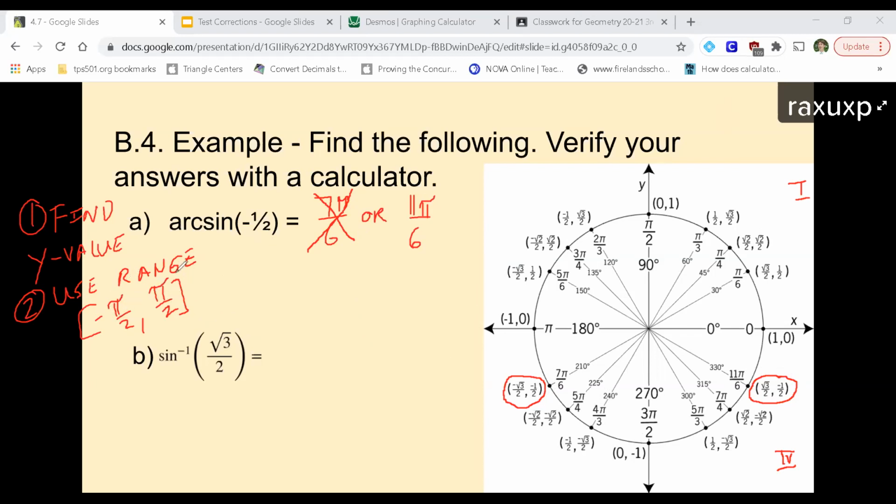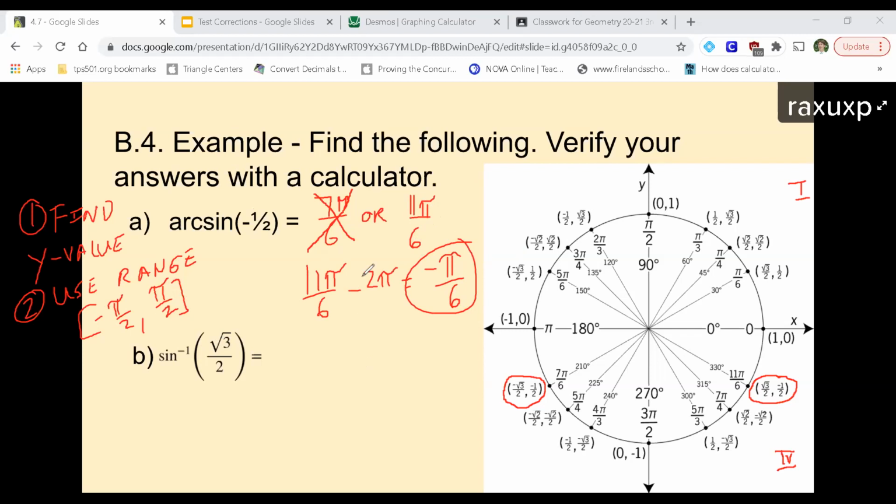However, that's an easy thing to fix. I'm just going to find what angle is coterminal with it. So I'm going to take 11 pi over 6 and subtract 2 pi to get negative pi over 6, which is in the range. That is between negative pi over 2 and pi over 2. So the arcsine of negative 1/2 is negative pi over 6.